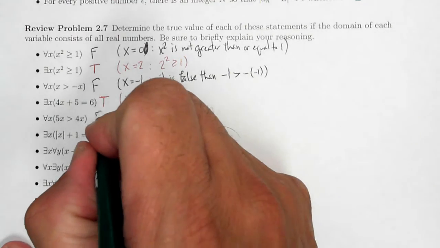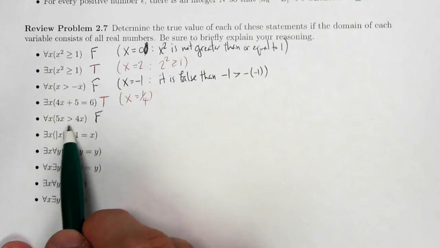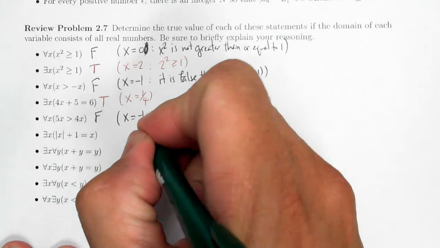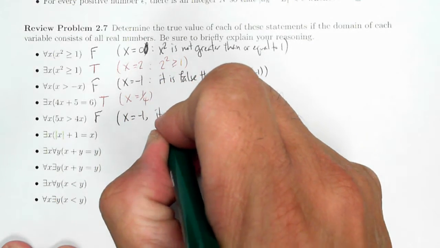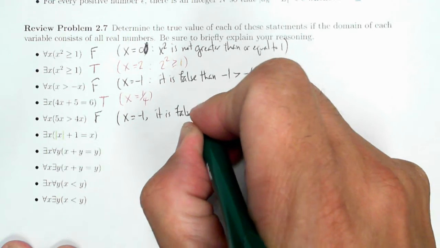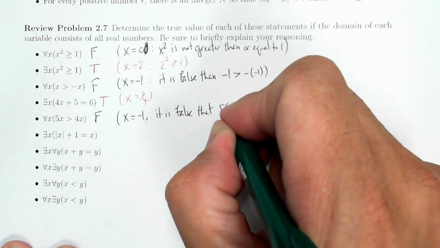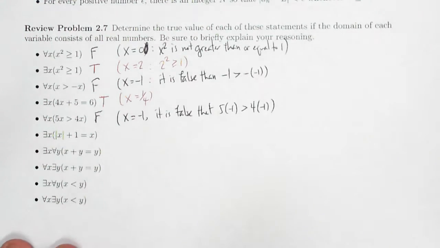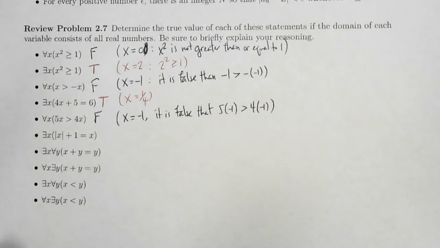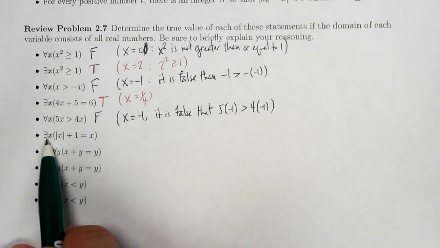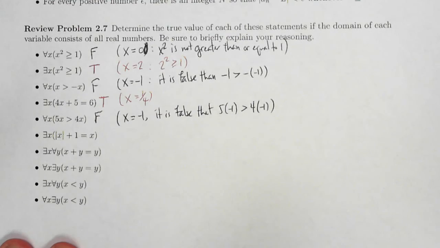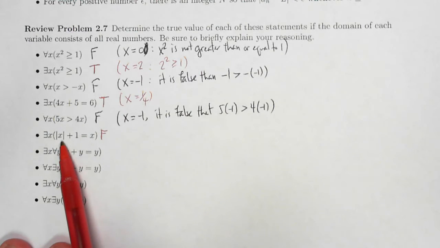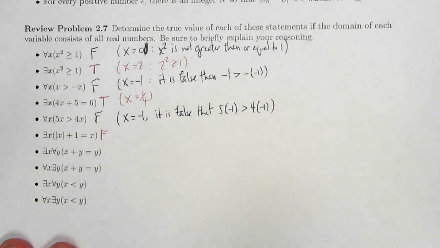Next one is false. For every x, 5x is greater than 4x. Once again, if x is a negative number, it is false that 5 times negative 1 is greater than 4 times negative 1. So that's false. This one is false, that there exists a value of x such that the absolute value of x plus 1 is equal to x.